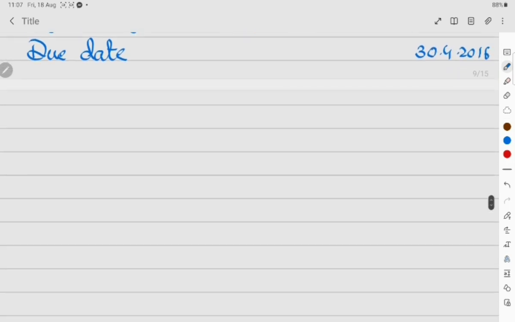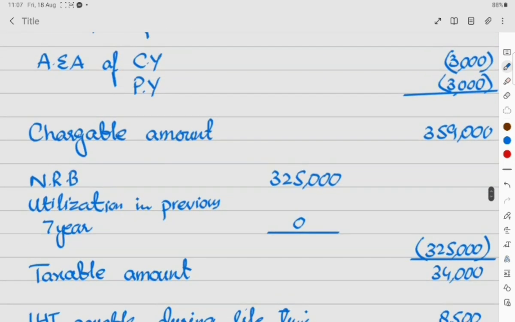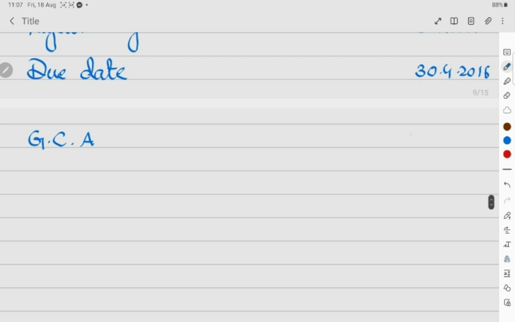Now we have to consider the gross chargeable amount, and as the donor has paid the tax, we have to add the amount of tax to the chargeable amount. So the chargeable amount is 3,59,000 and the tax is 8,500. The sum of this is the gross chargeable amount, which would be 3,67,500. So this is the first part of the question, where we have calculated the tax payable during the lifetime and the gross chargeable amount.